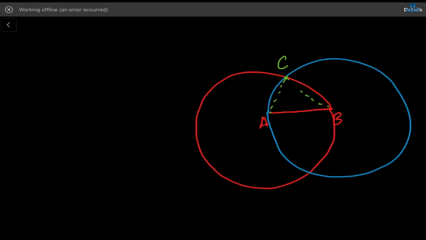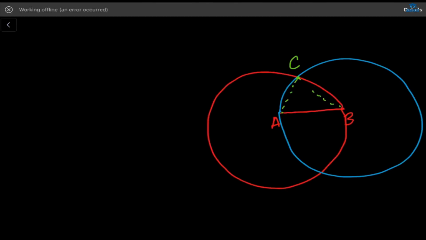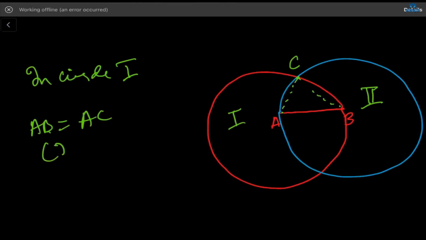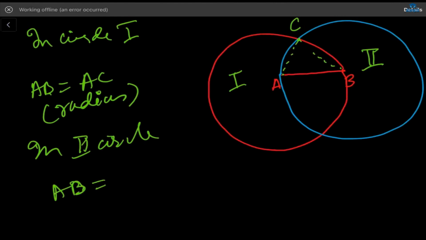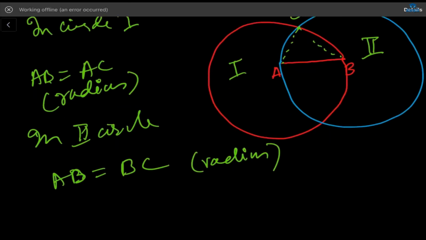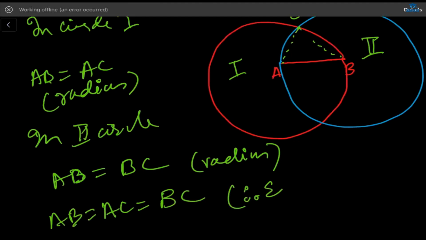Now see at point C. Now how can we prove that this is an equilateral triangle? This is your first circle and this is your second circle. In the first circle, AB is equal to AC. Why? Radius of a circle. AB is also the radius and AC is also the radius of the circle. The figure is not perfect, maybe, but AB and AC are radii of the circle, so AB is equal to AC. Now in the second circle, again AB is equal to BC, radius, and radii are equal. Now since AB is equal to AC and AB is equal to BC also, therefore AB equals AC equals BC. Therefore, equilateral triangle.